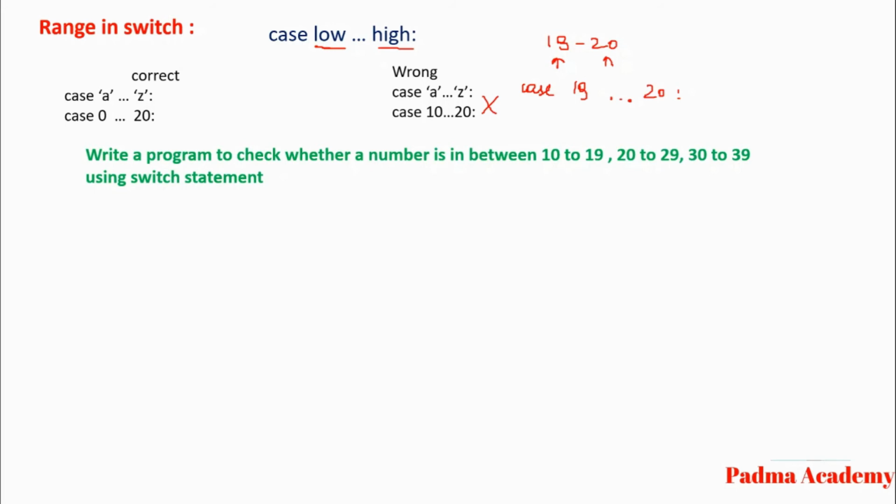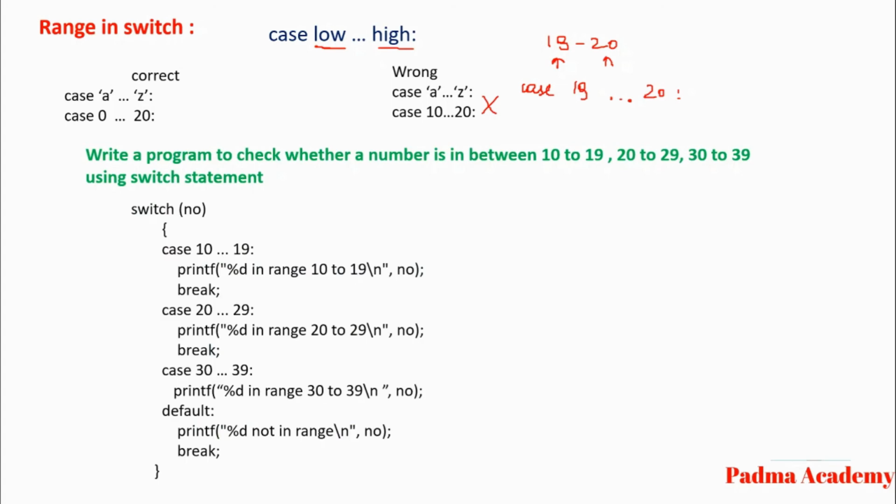Write a program to check whether a number is between 10 to 19, 20 to 29, or 30 to 39 using a switch statement. Now pause this video and try to write this code yourself. I will provide a hint. This is the switch case for it, because it is in the form of a range: 10 to 19 is one range, 20 to 29 is another range. Here 10 is low and 19 is high. Similarly, following our syntax, write the switch case. NO is just an integer variable in which you store the value given by the user, and this is the case 10 to 19, the range in switch.